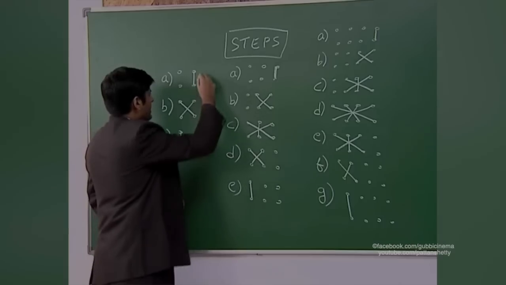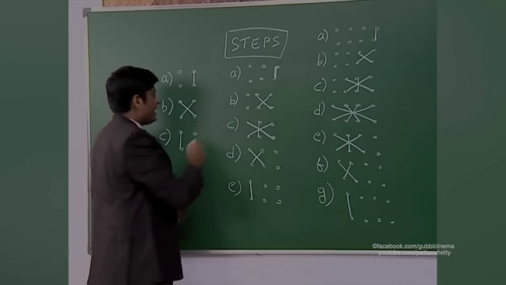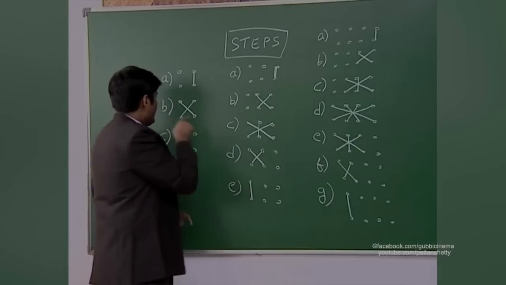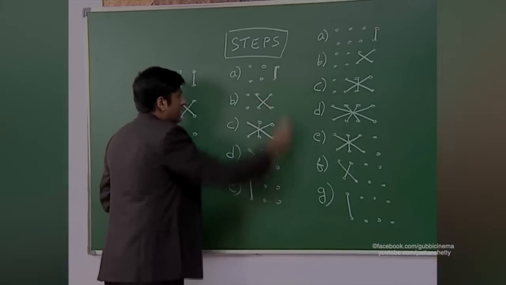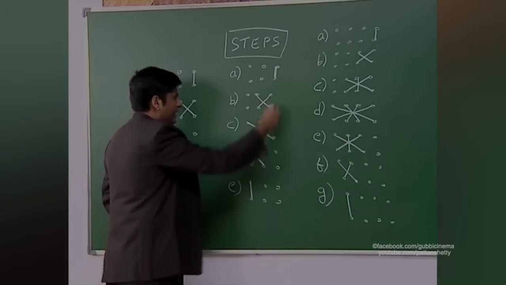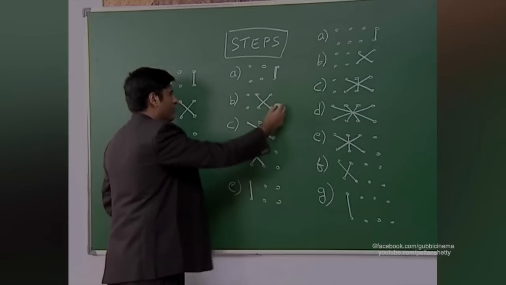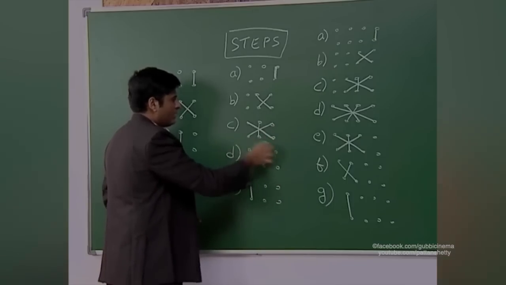A and C are mirror images of each other. If you put A in front of the mirror, it will become C, and B is a central step. Here A and E are mirror images of each other. B and D are mirror images of each other. If you put B in front of the mirror, it will look like D. And C is a central figure, it has no mirror image.